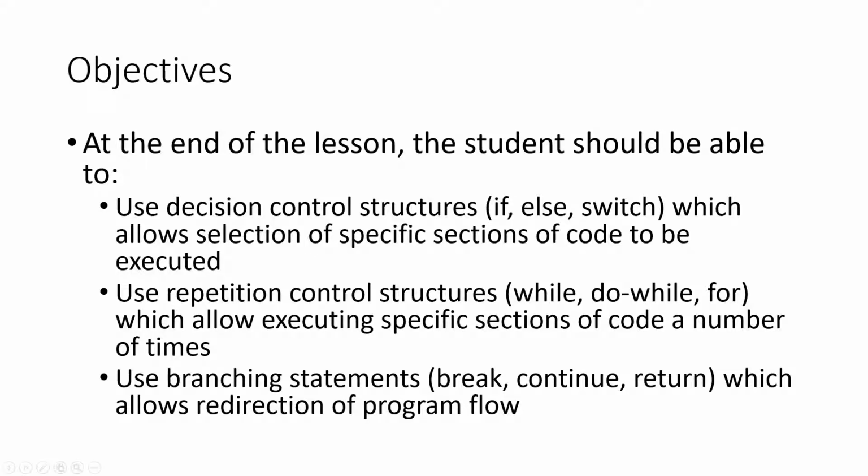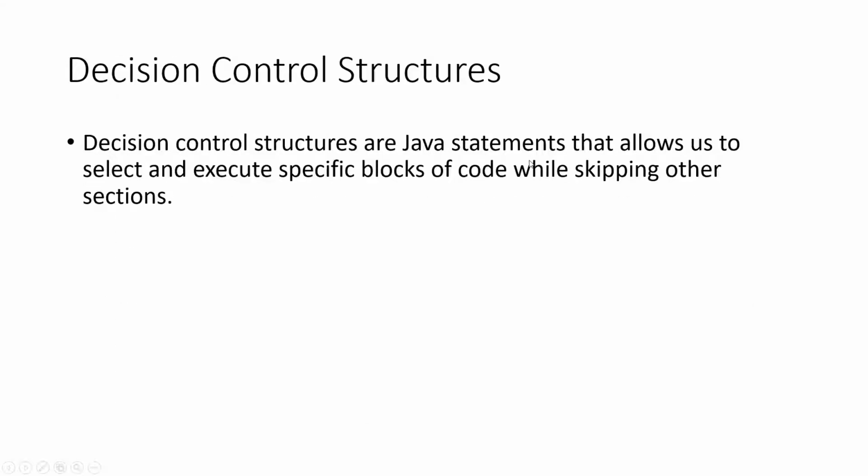Okay, so as I was saying, we're going to discuss decision control structures. These are Java statements that allow us to select and execute specific blocks of code while skipping another section.